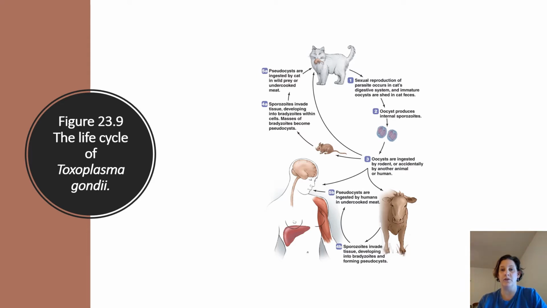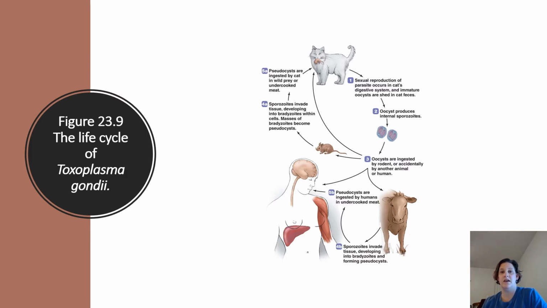So oocysts are produced, which now become sporozoites. And then we have those being shed in the feces of the cat, which is where they can be picked up by a variety of additional animals. Now, livestock may be able to pick up these cysts, as well as other wild mammals. The problem becomes when there is ingestion, in terms of human disease, of the pseudocysts or bradyzoites that maybe can be picked up in undercooked meat.